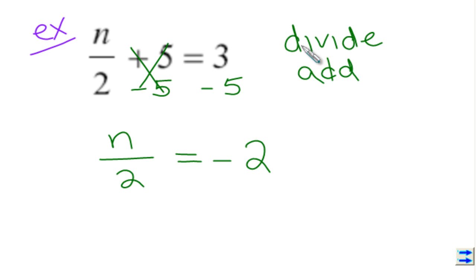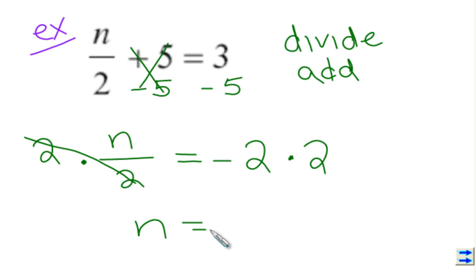So now all we have left is division. We need to get rid of that. How do we get rid of division? We multiply. So we're going to multiply both sides by a positive 2. These cancel out. And we're left with n equals, what's a negative times positive? Negative. And then 2 times 2 is 4.